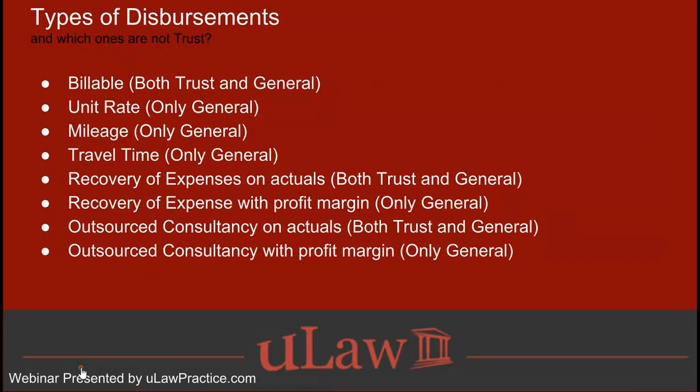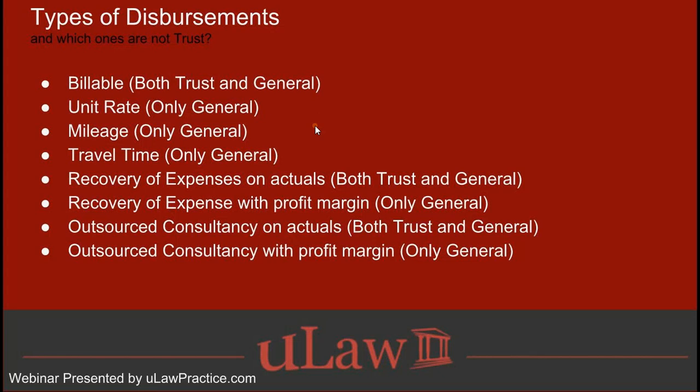One of the pieces of feedback that we received from running this webinar the last time is to spend some more time on business expenses. So I'm going to try and run through some of these slides fairly quickly. I think this is a good snapshot of a slide that gives you some examples of the types of disbursements and which ones to use for trust and general. Again, these are just some best practice tips.